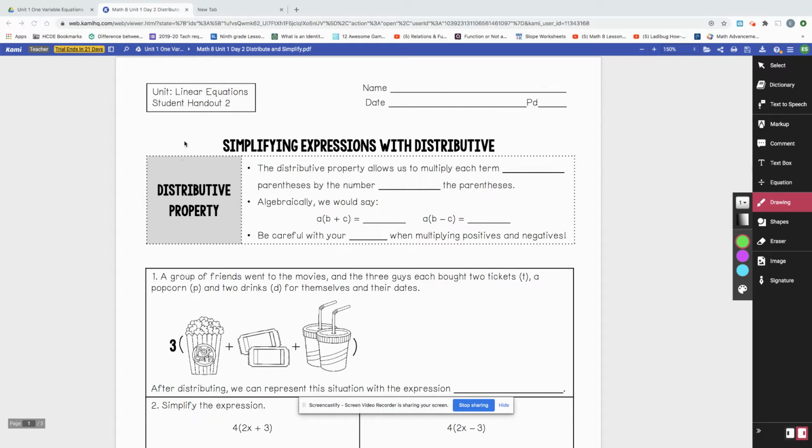We are going to simplify expressions with the distributive property on this day, August 17th. The distributive property allows us to multiply each term inside the parentheses by the number outside the parentheses.